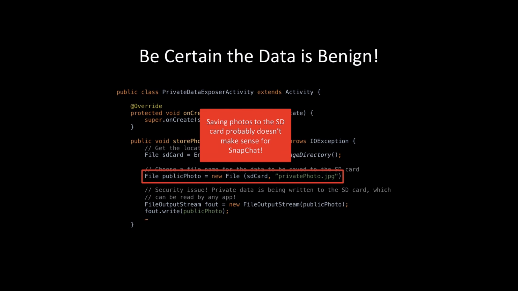So if you're building Snapchat, you don't want to store photos on the SD card because the whole purpose is that those photos are private and can't be seen. So you need to be very careful and evaluate whether or not it makes sense to store data on the external storage or SD card of the device.